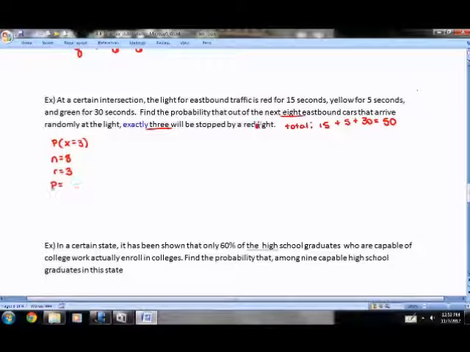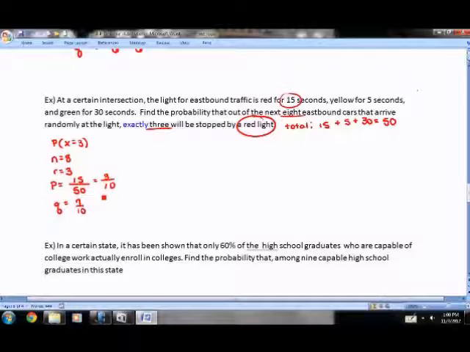Well, remember, we're looking for the probability that you get a red light. Well, it says that you're going to have a red light for 15 seconds. So that's going to be 15 seconds out of the total amount of time for you to have a red, a yellow, and a green all together. So it's going to be 15 over 50. Or in other words, the same thing as saying 3 over 10. So if you have a 3 out of 10 chance of getting the red light, that means you have a 7 out of 10 chance of getting anything but a red light.